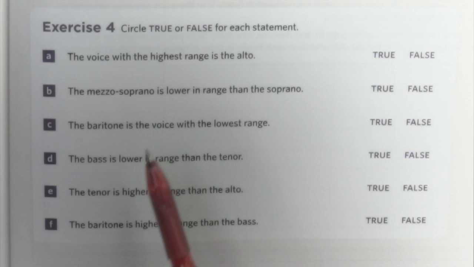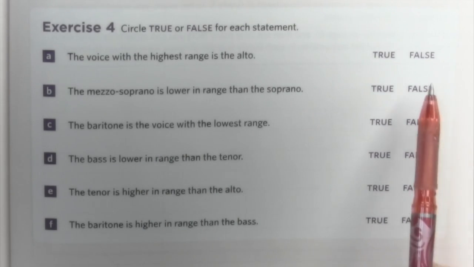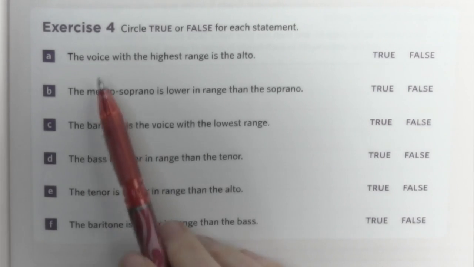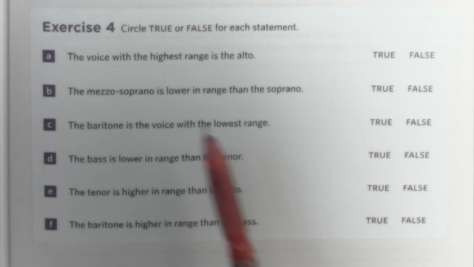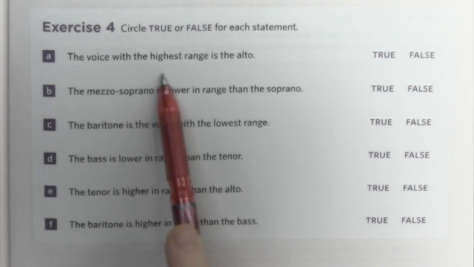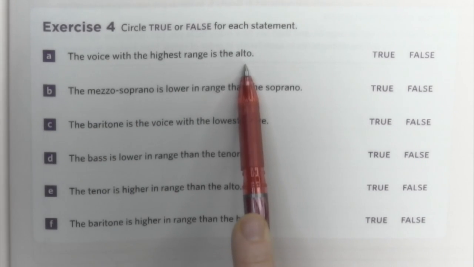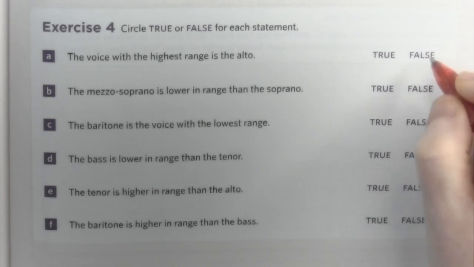In exercise 4, we are asked to circle true or false for each of the statements. The voice with the highest range is the alto, and that is so wrong because the treble clef, it's treble, it means high, so false.